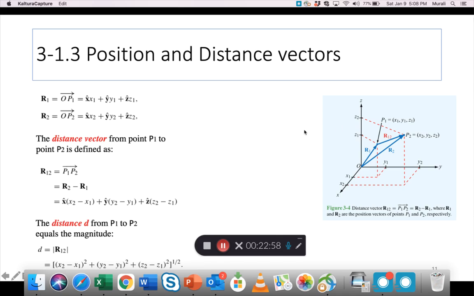It's a distance vector. But let's say you just want to know what is the magnitude, right? How far away is P1 from P2? Then all you need to do is to take the magnitude of this vector, the distance vector, and to do that you can use this formula. I mean, if you already derived it, then just do the magnitude. But if you are still working in x1, x2, y1, y2, z1, z2, then you can also find it with this formula. Okay?